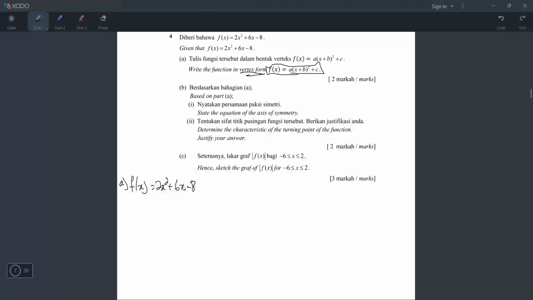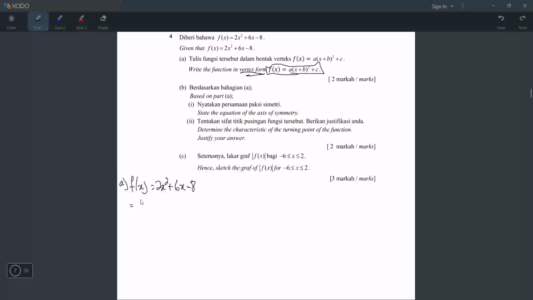Okay, vertex form, how to convert? This is general form. So to convert general form to vertex form, there's only one way to do. You will have to do completing the square. And how I taught you in class to do completing the square, you have to make sure the a must be positive 1 first.